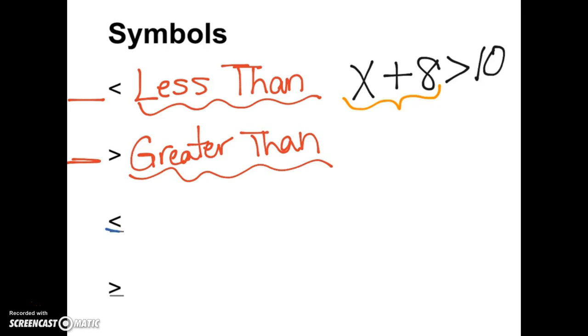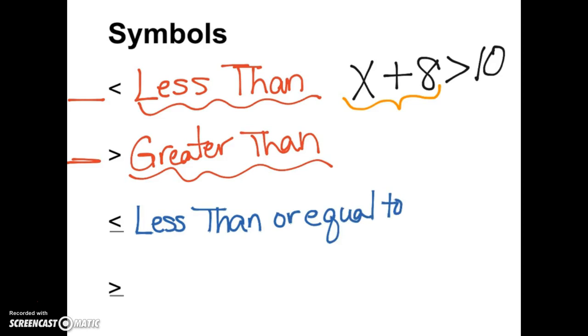We also have down here at the bottom two symbols that look like the ones at the top, only they have a line underneath them, and that line underneath them tells us that these are going to be less than or equal to. The line on the bottom is the "or equal to" part. Okay. And the second one is greater than or equal to.